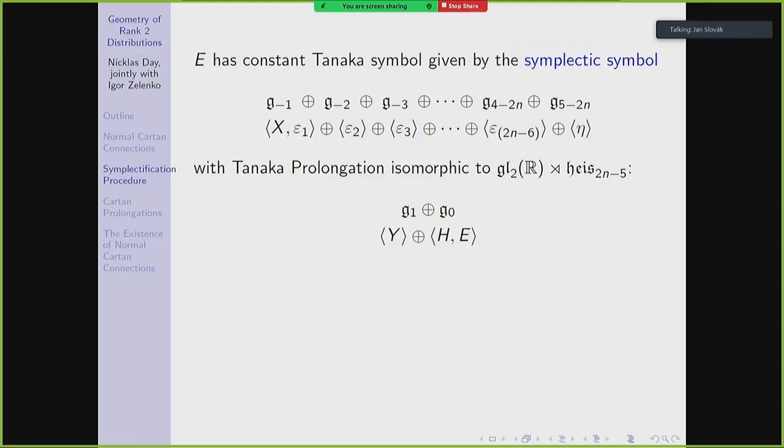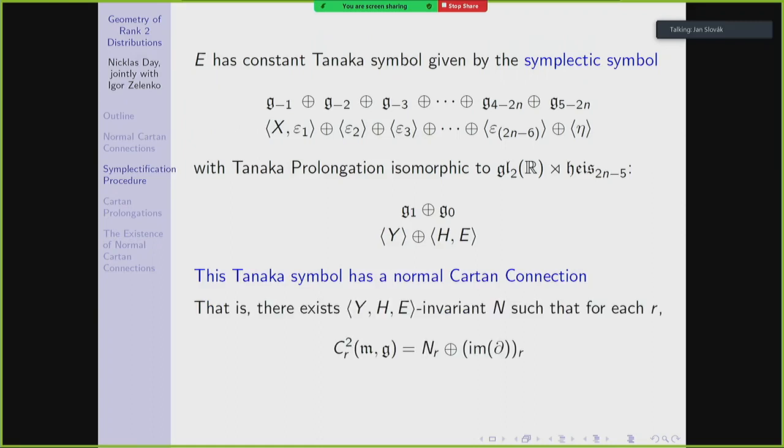But remember, we're interested in finding G plus invariant normalization conditions. We want to find Cartan connections for these Tanaka bundles, and G plus here is relatively small. So maybe it's not surprising that there's actually a normal Cartan connection for this algebra. In particular, what I mean by that is that I can find a G plus invariant complement to the image of the coboundary map.